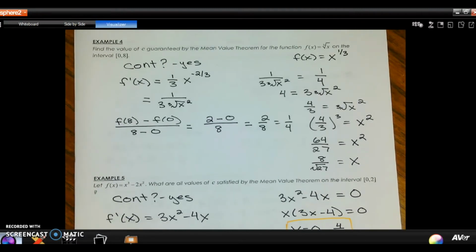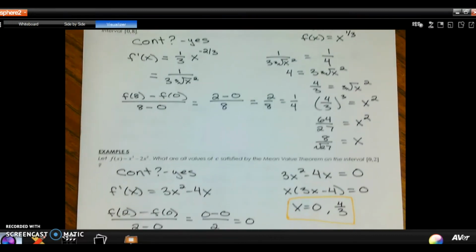So again, for that mean value theorem, your goal is to make sure that it's continuous. You're going to take a derivative. Then you're going to find the slope using that average rate of change formula, and you're going to set the derivative equal to that and solve for x. And that's all there is to it, to the mean value theorem.